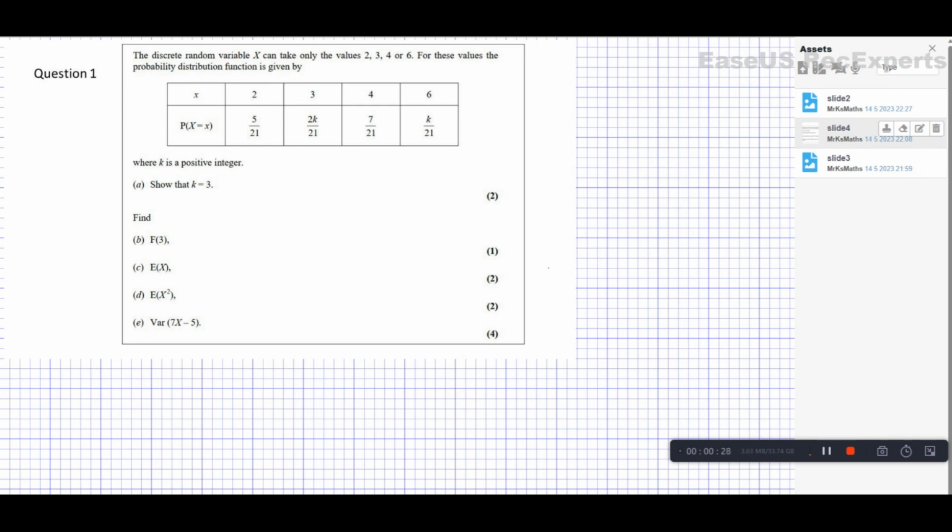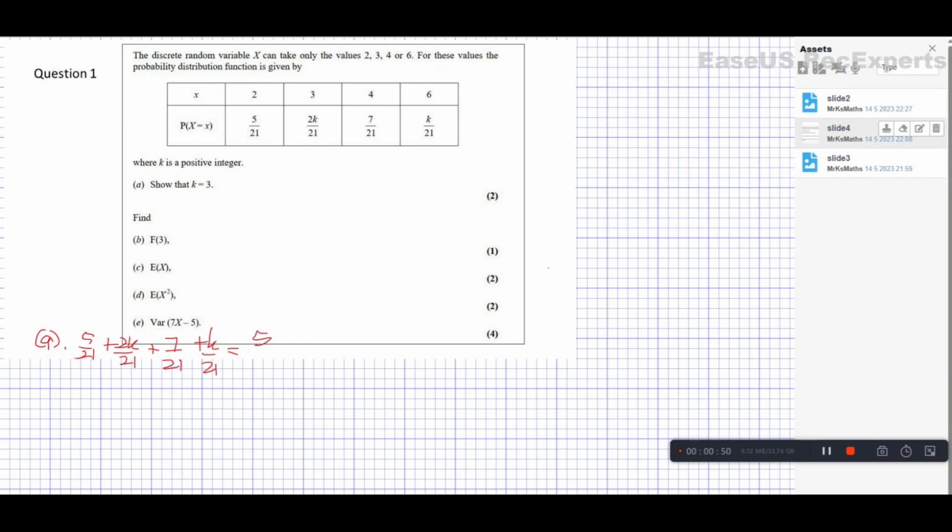Okay, probability always must add up to 1. That's our first task. So let's do that. For part a, 5 over 21 plus 2k over 21 plus 7 over 21 plus k over 21 should add up to 1, or 21 over 21.